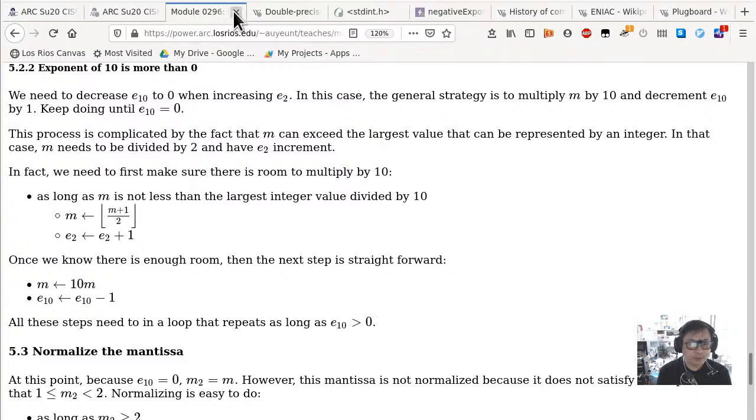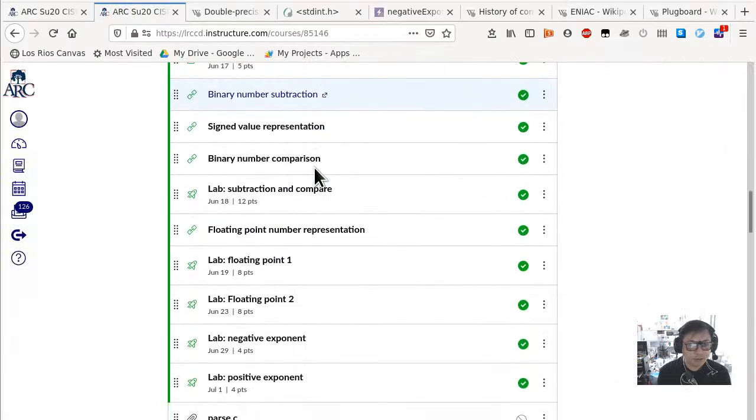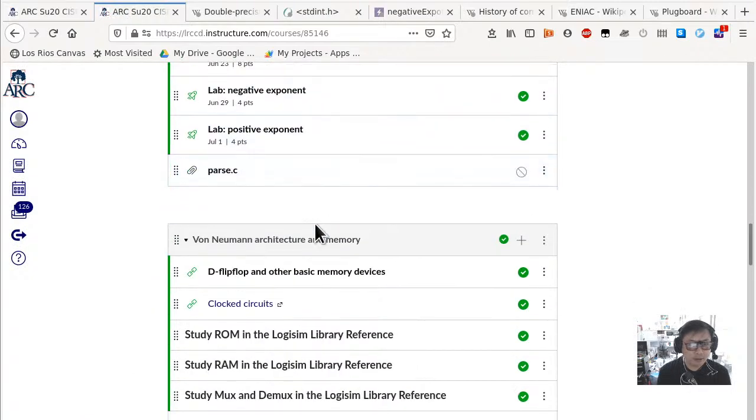All right, so I'm going to close this module because we don't need it anymore. And I'm going to scroll down to von Neumann architecture and memory. Before we get into D flip-flop and other basic memory devices, I'm just going to talk about, overall, what is von Neumann architecture, who is John von Neumann, and why the von Neumann architecture is such a breakthrough in the history of computer science. So there's a little bit of history involved in this discussion, because I do want people to understand the significance of the von Neumann architecture.